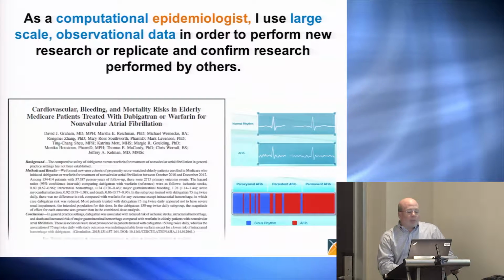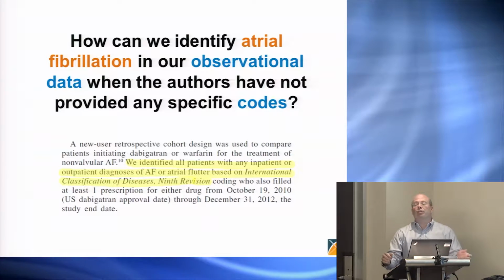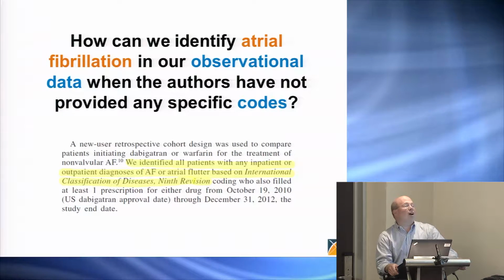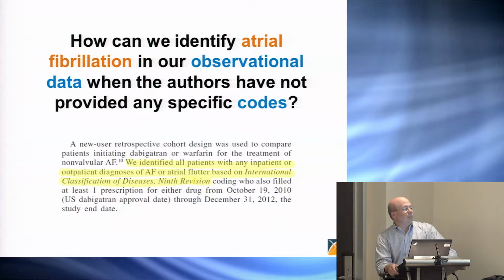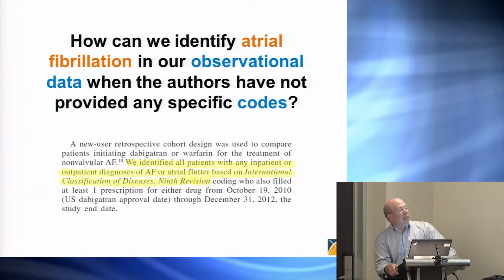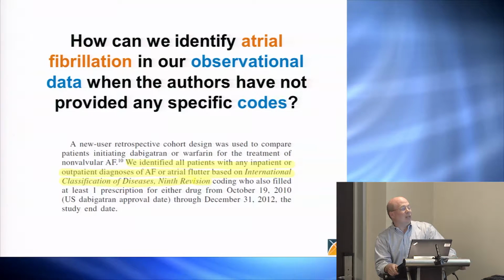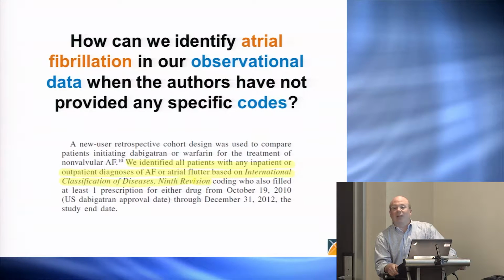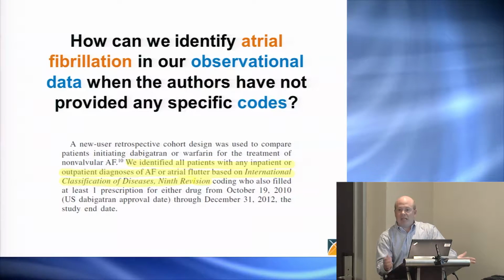Okay, so in this paper, the question becomes, if you're an observational researcher, and you're going to try to replicate this against the CDM, how do you actually find atrial fibrillation, or how do you recreate that cohort that they used in this study? And unfortunately, this highlighted section here in the paper is all they give you in terms of how they identified patients with atrial fibrillation. They say they used the ICD-9 to do that, okay? But they don't give us the ICD-9 codes. They're not in the appendix. So all we know is AFib.